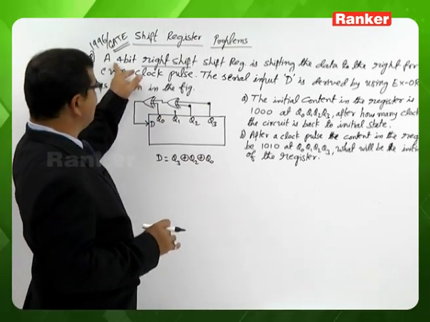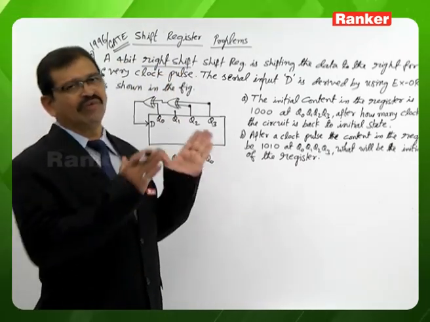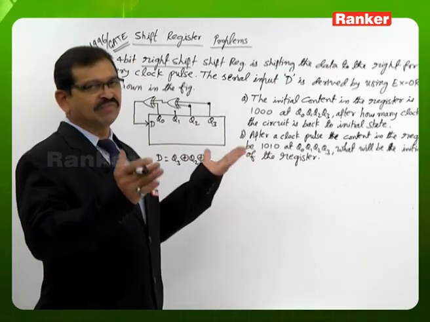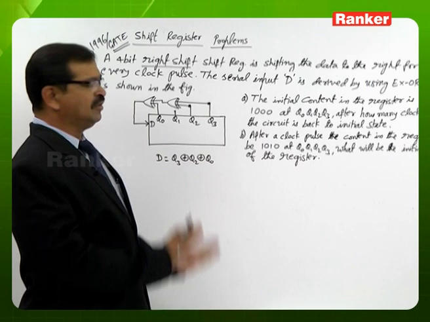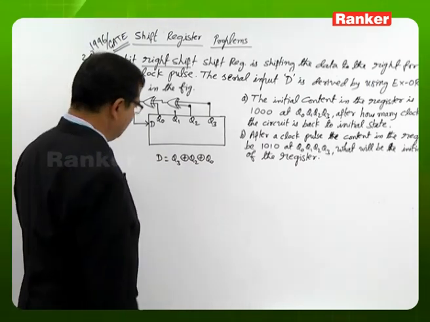It is very clearly mentioned that it is a right shift register. Once it is a right shift register, the data will always move from MSB to LSB. With a left shift register, the data will shift from LSB to MSB. It is standard notation, unless it is specifically mentioned otherwise.